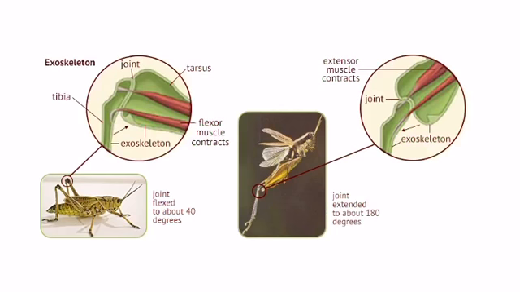In this photo, the grasshopper is in the resting position, the flexor muscles are contracted, and the joint is flexed to about 40 degrees. When the flexor muscles are relaxed and the extensor muscles are contracted, the joint is extended to about 180 degrees.